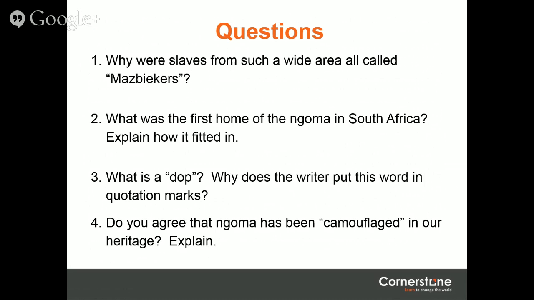What was the first home of the Ngoma in South Africa? And explain how it fitted in. It found a home, yes, among the San and the Khoi people, and it fitted in perfectly with their chants and their trance dancing because it was used in similar ways in other parts of Africa.